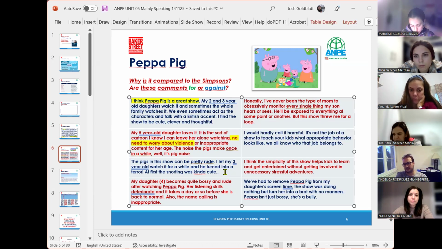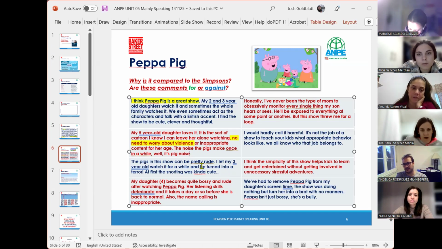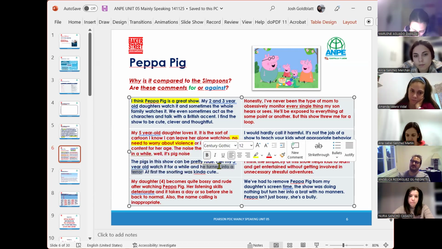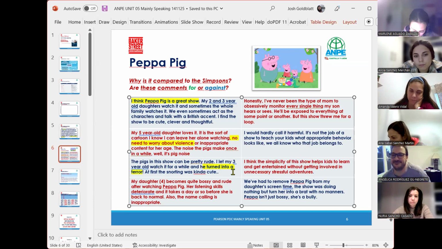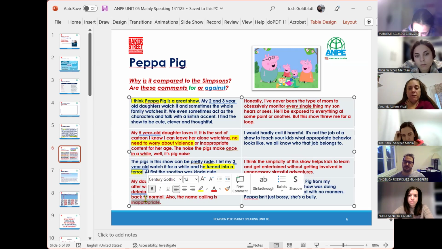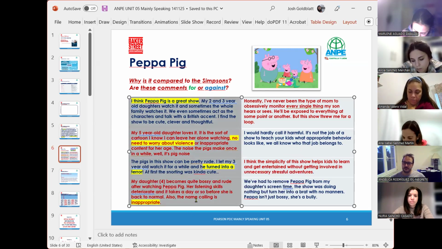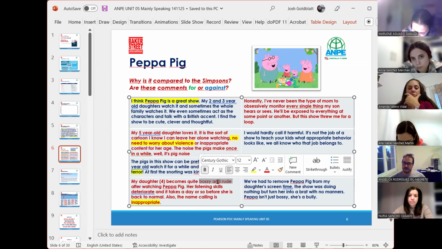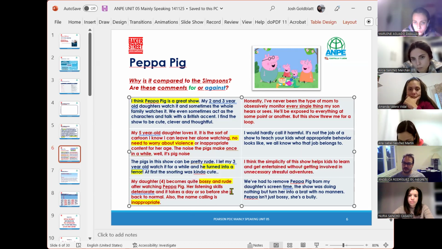What about number 3 here? Is that for or against? Against. "My son turned into a terror." So that's against. What about the 4th one? For or against? Against. It's inappropriate. "My daughter becomes rude and bossy after watching."